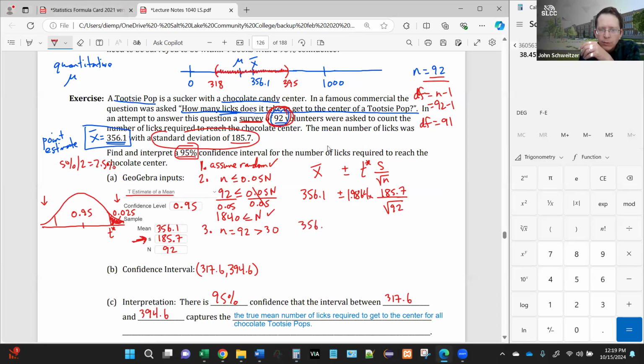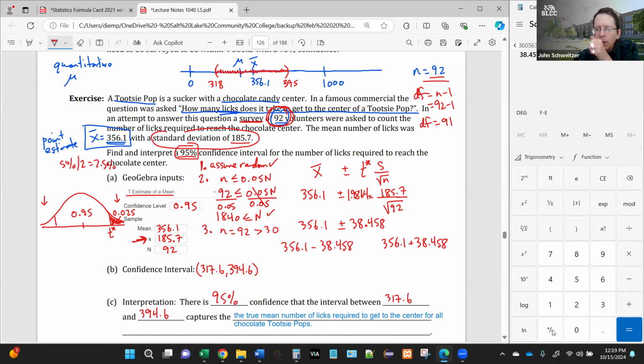So we're going to have 356.1 plus 38.458 and minus the same value, right? So we do it twice. That's what the plus and minus means. Just saves us time for writing. So we're going to subtract that off for the left side, and then for the right side, we add.